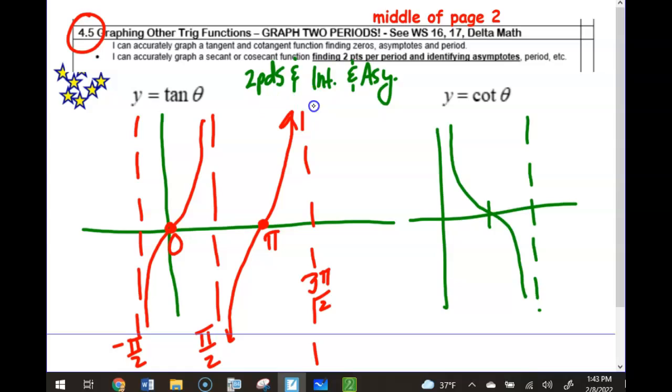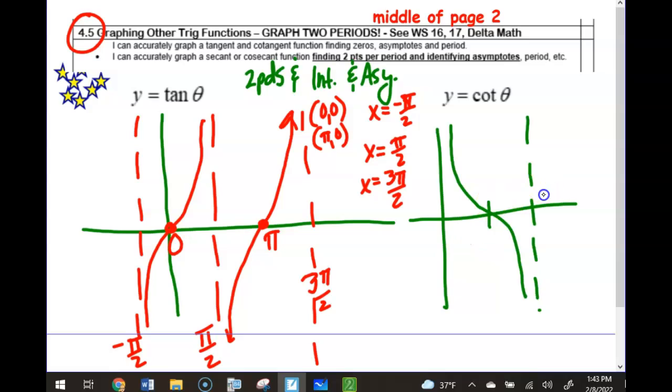So you would say, here's 2 periods. The intercepts were at (0, 0) and (pi, 0). And the asymptotes were at x equals negative pi over 2, positive pi over 2, and 3 pi over 2. You could just write that as a list. I wrote it 3 times separately because they're going up and down. Okay. This would be a cotangent graph, but it's not on the quiz.